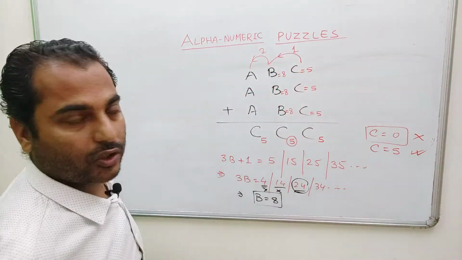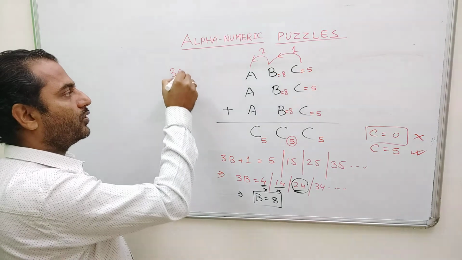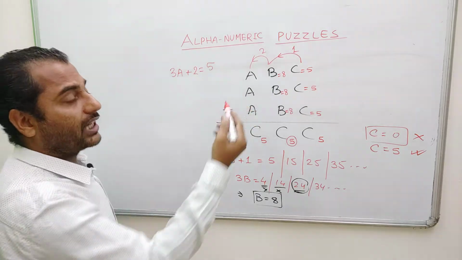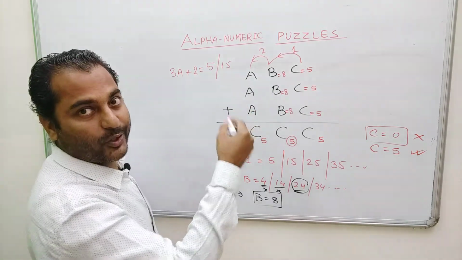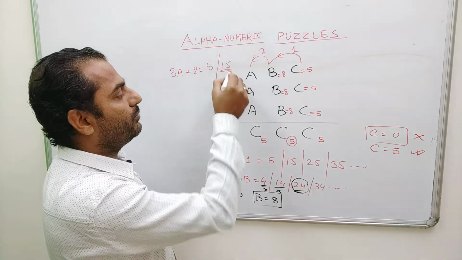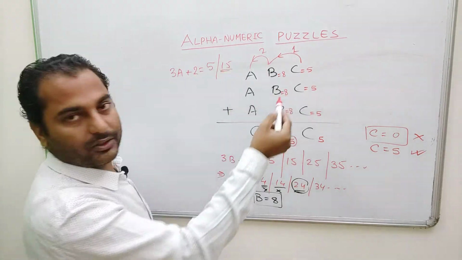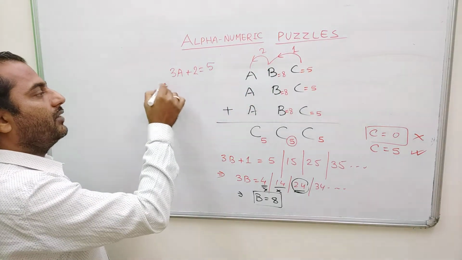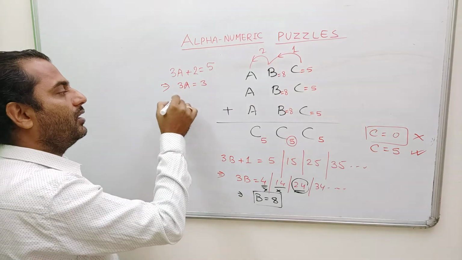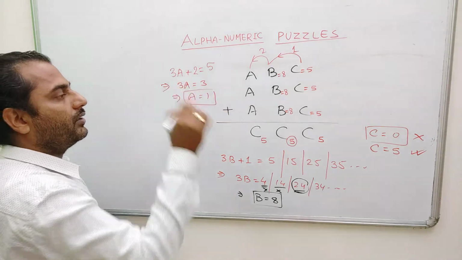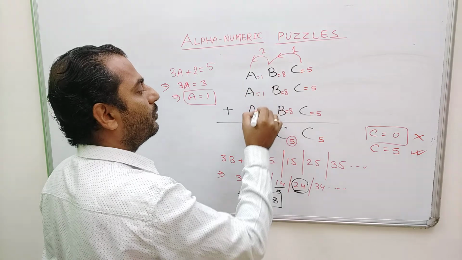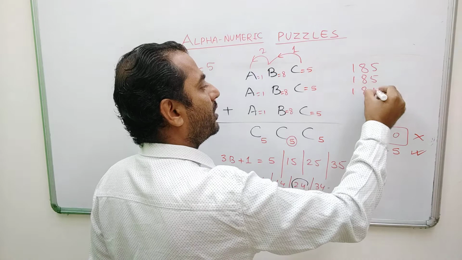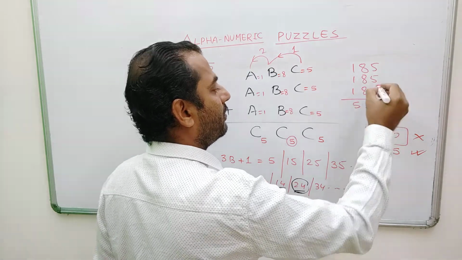Now look at this last column. A plus A plus A makes 3 times A, plus this carryover 2, and the result should be equal to 5. Or can I have 15 or 25 as I took here? No, it cannot be 15 because this should be a carryover, right? Anything more than 5 is not possible. So this value has to be only 5. If I equate this, 3A will be equal to 3, and therefore A is equal to 1. So I am getting A is equal to 1, 1 and 1. So the final result is 185 plus 185 plus 185 is equal to 555.